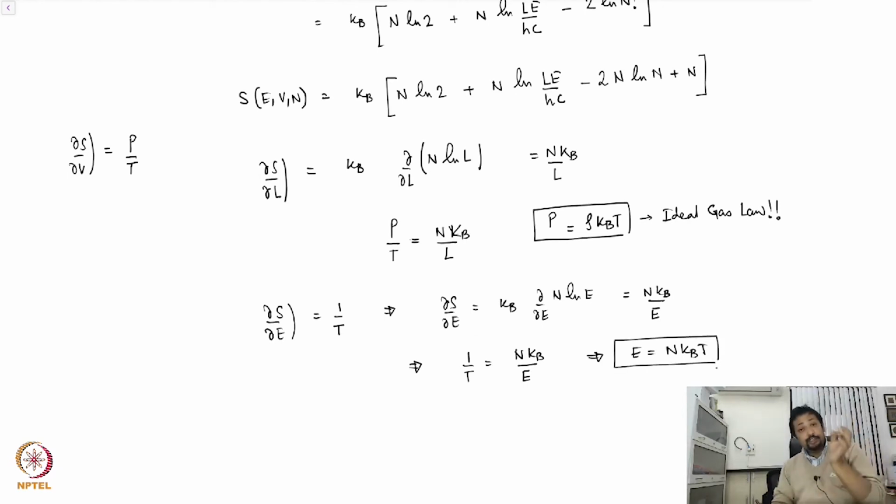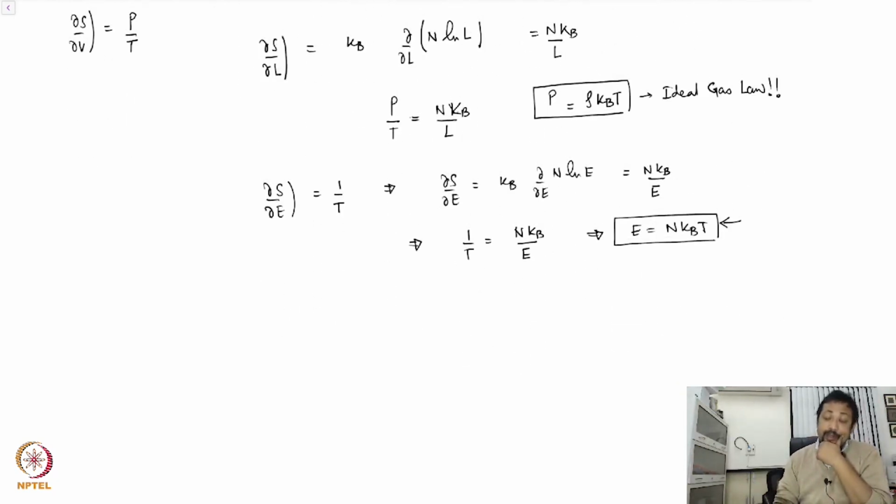Recall that this was in 1 dimension. If you had done it for 3 dimensions, you would have got the result 3n Kb T. So that is precisely the case that you have. This is the dependence of energy of an ultra-relativistic gas.